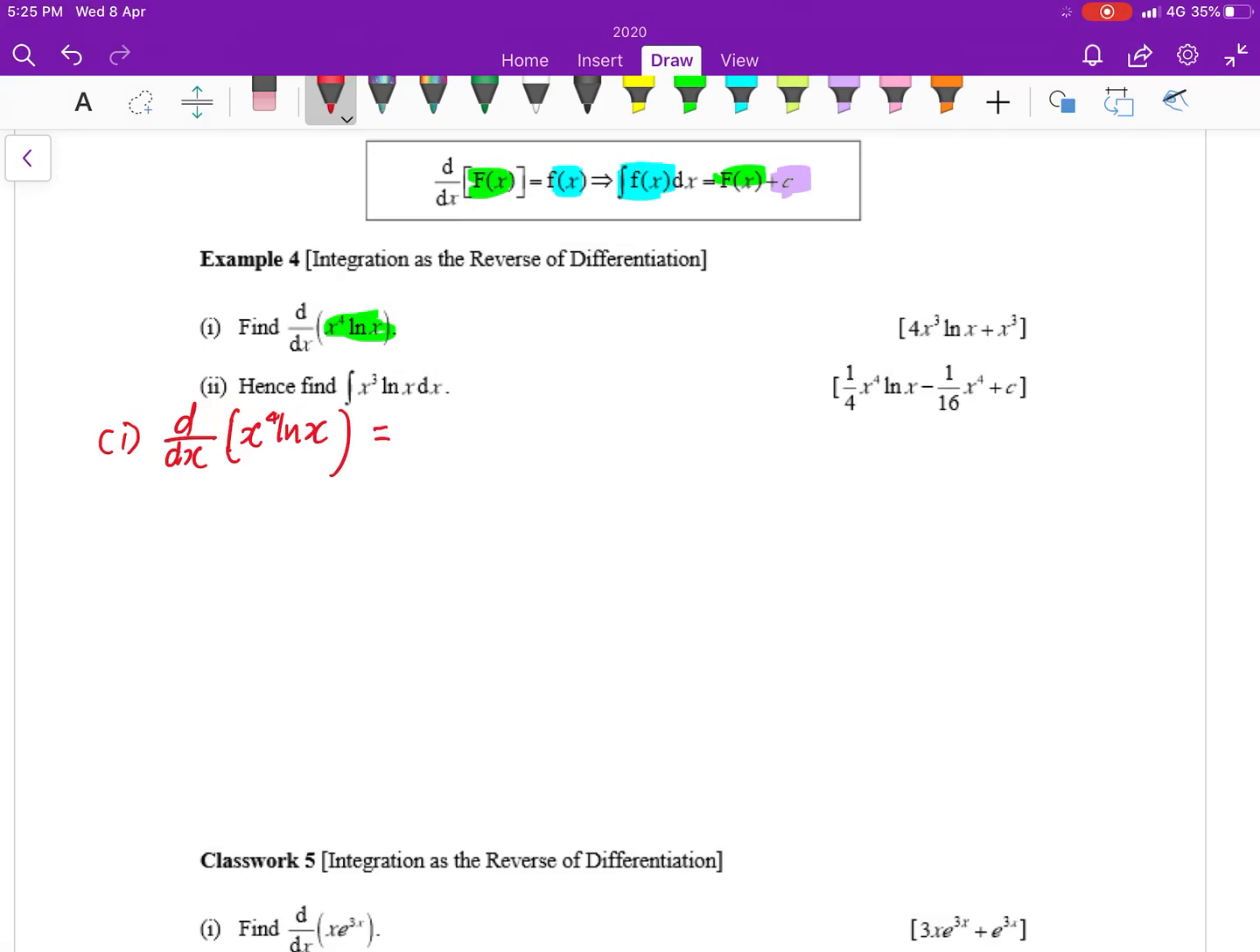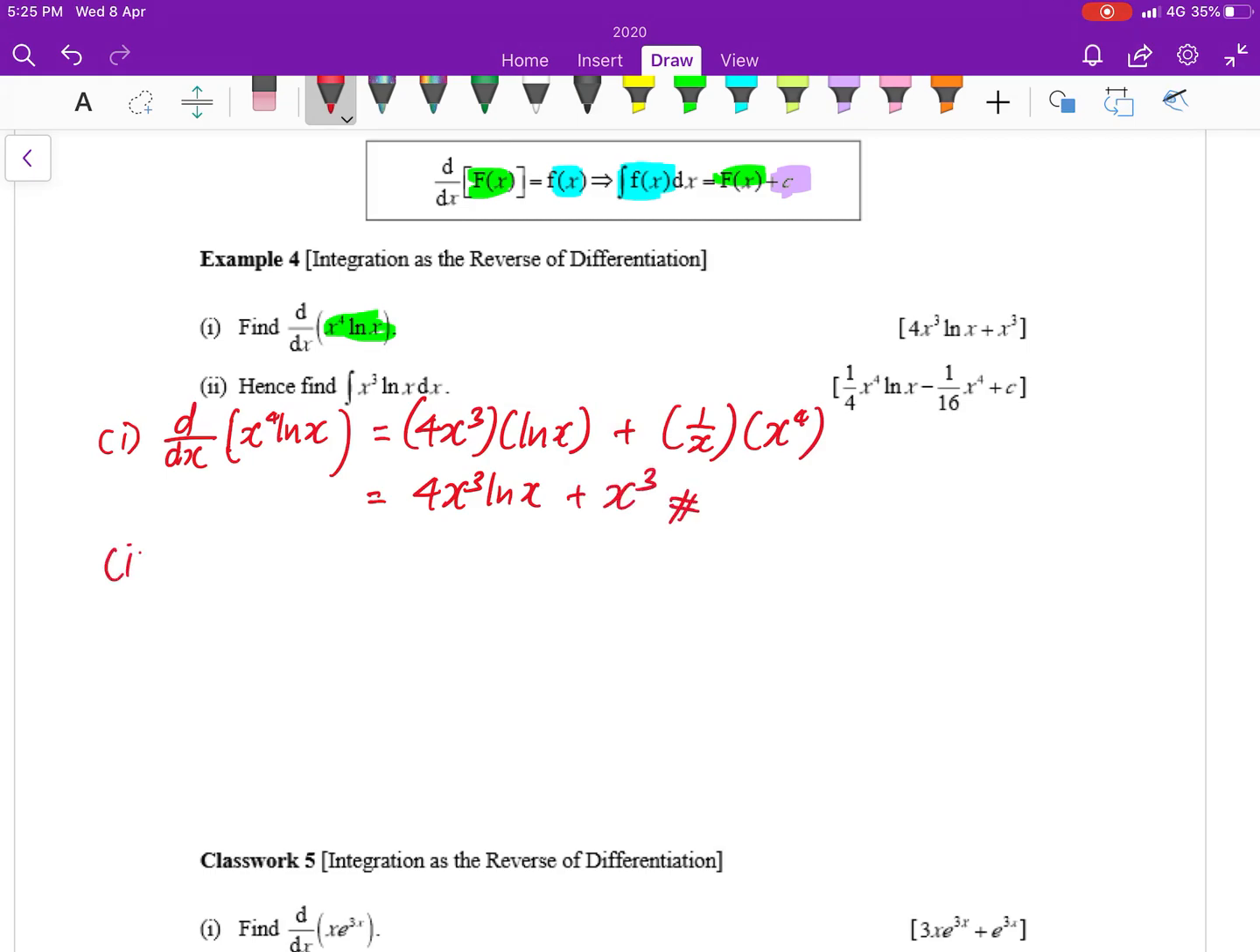Ln x. Clearly it's product rule. Differentiate first term times second term plus differentiate second term, which is ln x. You differentiate ln x, you get 1 over x times first term. Simplify a bit. 4x cubed ln x. Simplify this, you get x cubed. So done for part 1.